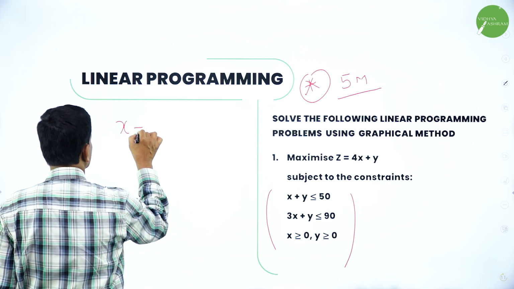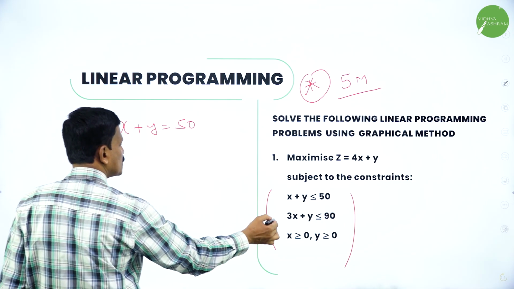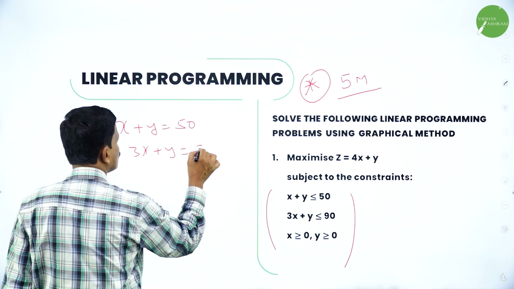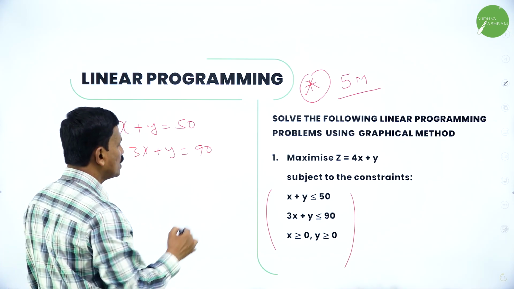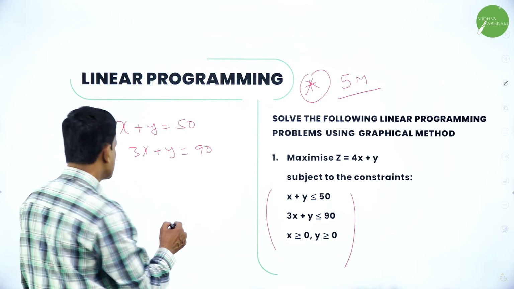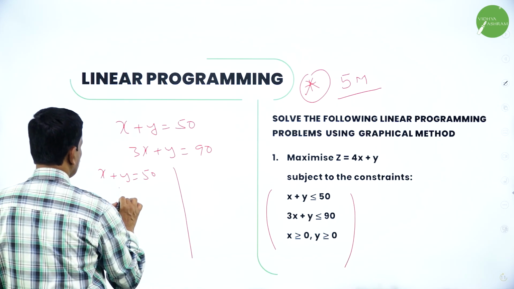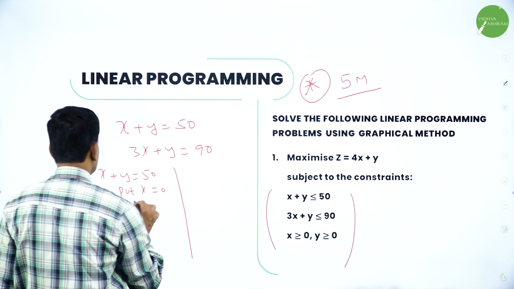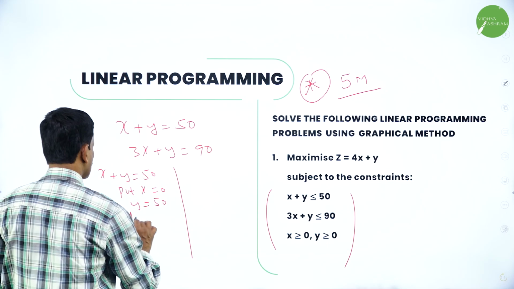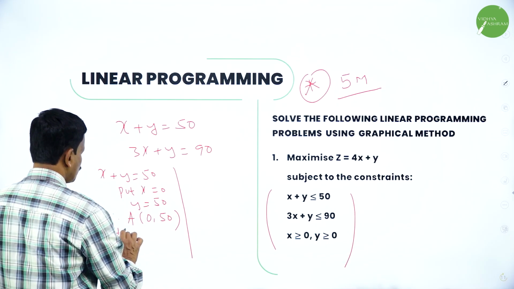Now, the given inequalities can be written as the equations x + y = 50 and 3x + y = 90. Let us solve these equations. From x + y = 50, put x = 0. If you put x = 0, you will get y = 50. Therefore, the point, let us call it A, is (x, y) = (0, 50). Now, again put y = 0.